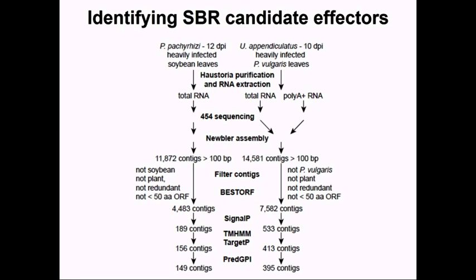about 4,483 unique contigs. And then we ran these through additional bioinformatic filters, like we're interested in identifying proteins that have a signal peptide, which would indicate that they should be secreted out of the fungus, right? And we ended up with 189 contigs. And then we did some other analyses which would eliminate proteins that would be predicted to be retained within the fungal cell. And so we ended up with about 150 predicted secreted proteins that are expressed in haustoria.